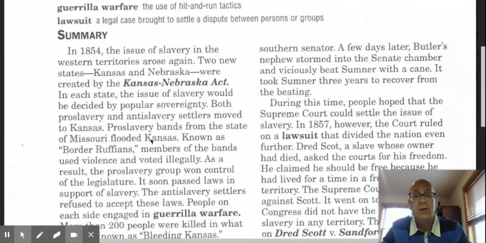And both pro-slavery and anti-slavery settlers are going to move to Kansas. Pro-slavery bands, or groups of people from the state of Missouri, flooded Kansas. These men were known as border ruffians, members of the bands who used violence and voted illegally to vote in favor of legislatures and elected officials who would allow slavery, and they would go from town to town inflicting violence on those groups who had settled there and supported the abolitionist cause.